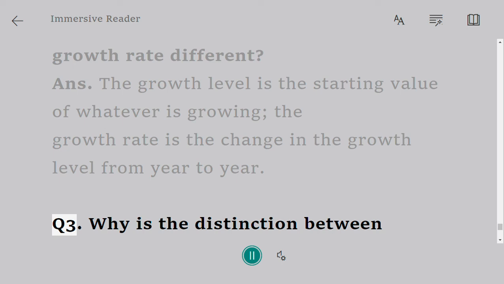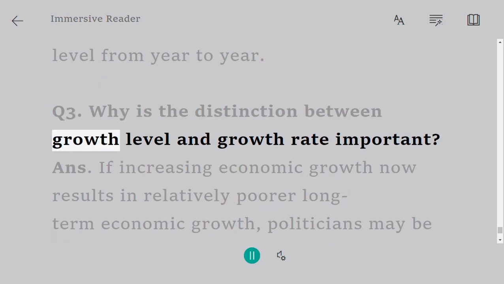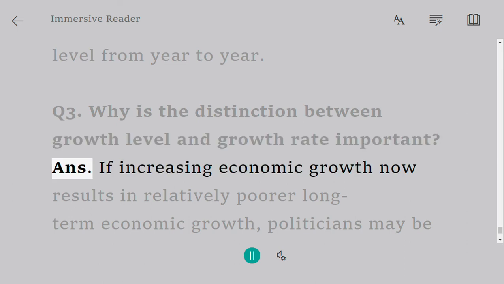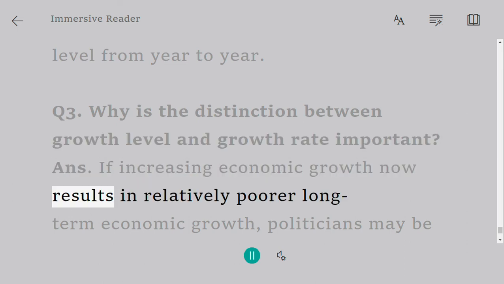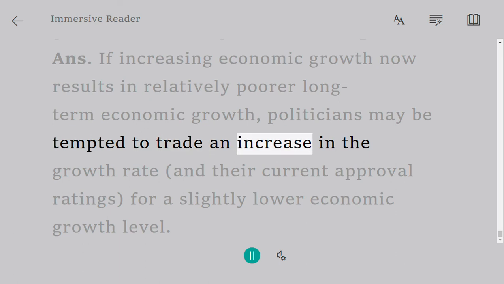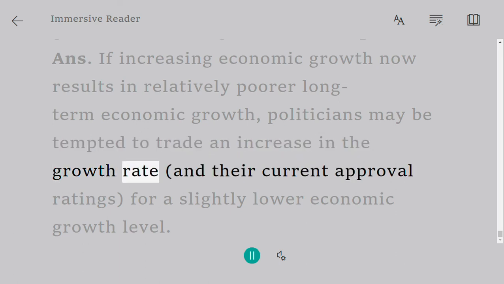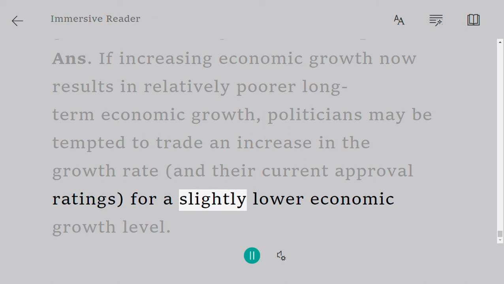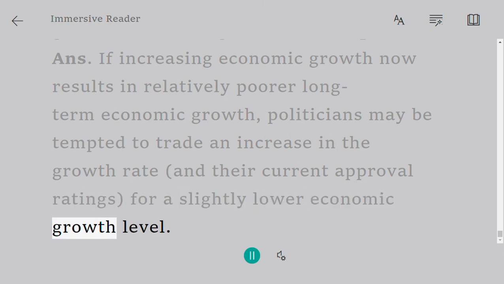Q3. Why is the distinction between growth level and growth rate important? ANS. If increasing economic growth now results in relatively poorer long-term economic growth, politicians may be tempted to trade an increase in the growth rate and their current approval ratings for a slightly lower economic growth level.